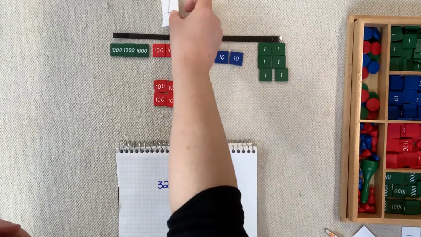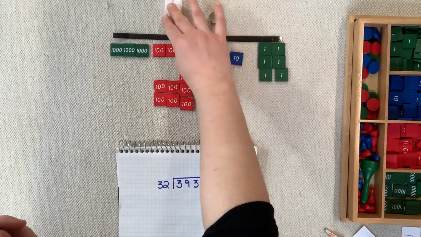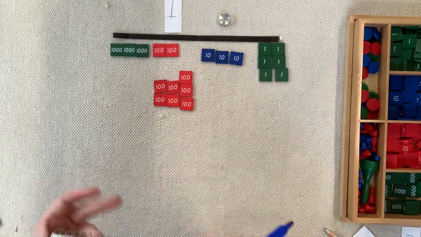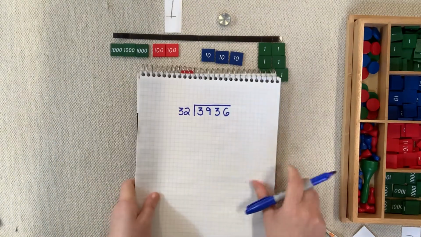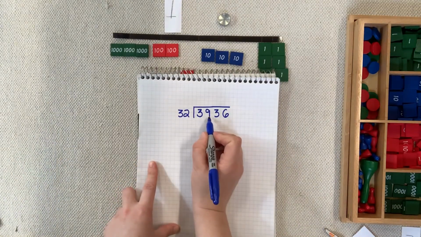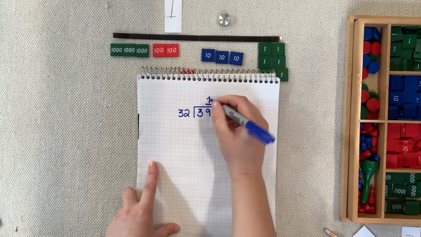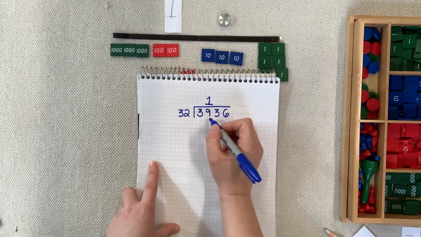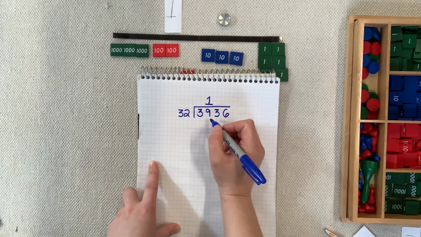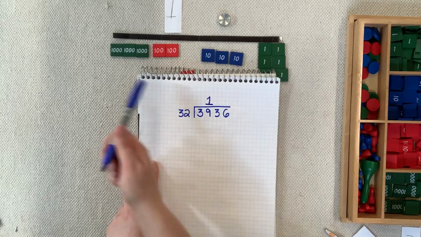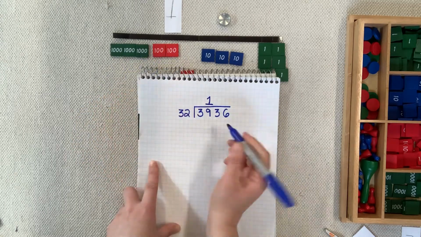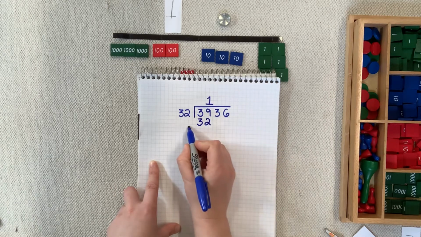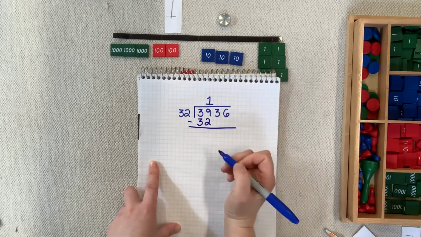Just like before, I put my number above my hundreds, and I move my counter to my tens. I'm also going to put my 1 above my hundreds. And I'm going to ask, how many hundreds did I use up? Well, I used up 3,200. And I'm going to take that away because I already used them.